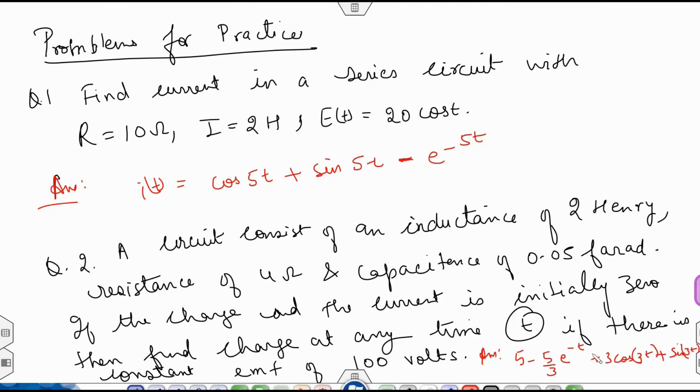3t. So this ends lecture number 11 and also the topic differential equation.